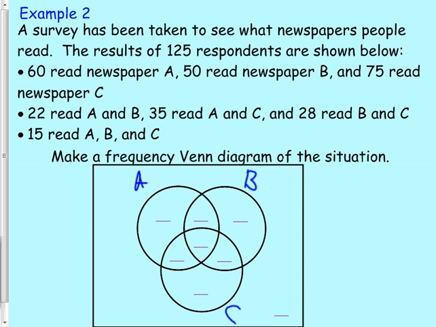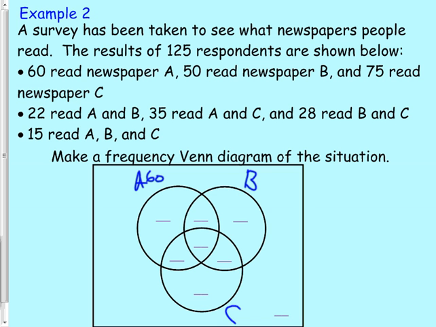Remember me saying what the most important area is? Where they all overlap. This spot right here. And hopefully they'll tell us that, because if they don't, it's really hard to figure it out. Okay. And if they tell me that 60 read newspaper A, do not go put a 60 here. Totally wrong. If 60 read A, put a 60 here. And you know all 4 of those lines, here, here, here, and here, have to add up to 60. You don't know where to put the 60 right away. That's what makes these a challenge.